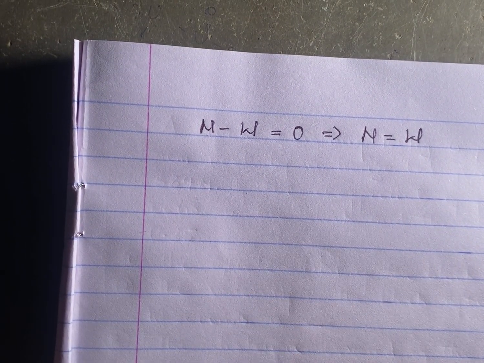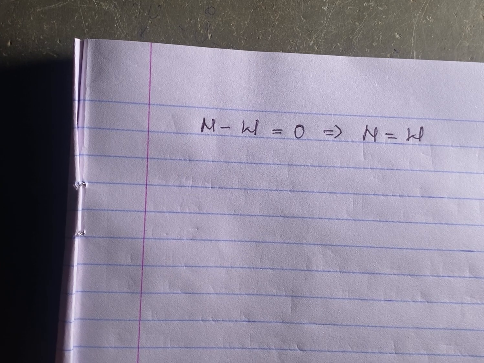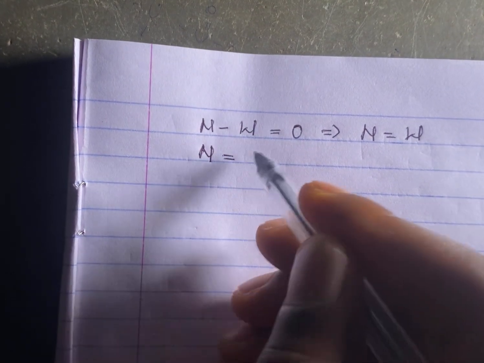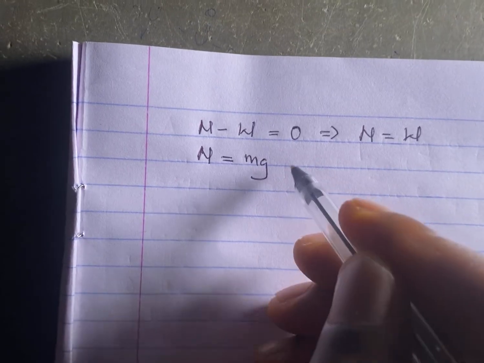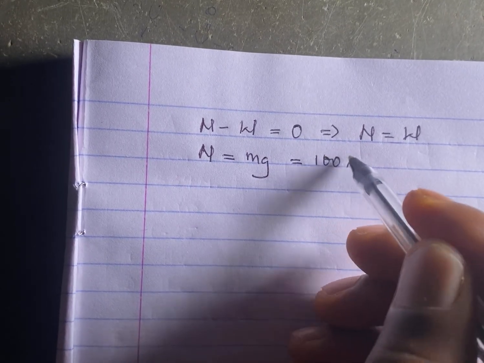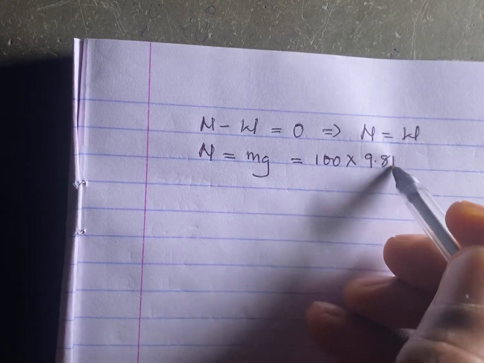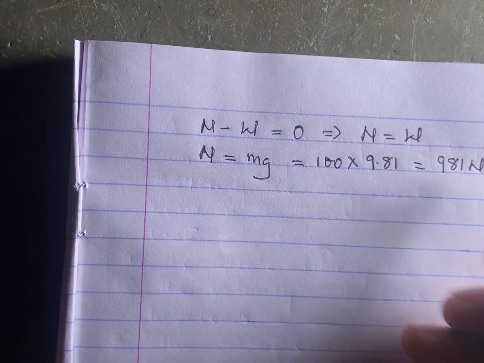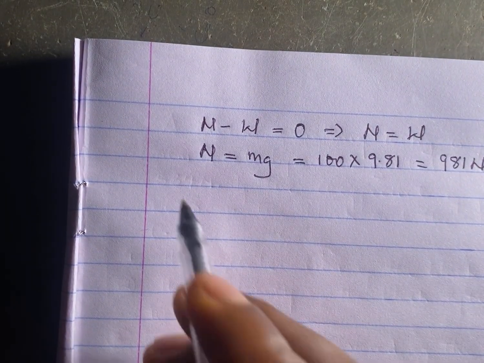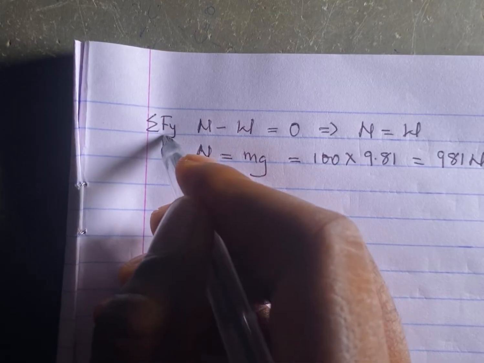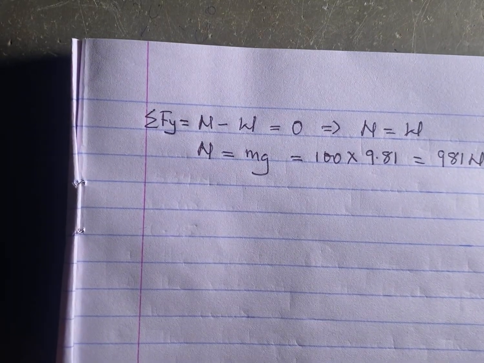Remember, weight is mass times acceleration due to gravity. So we are going to be having N equals mg. So this is equal to the mass of the body, which is 100, times 9.81. This gives you 981 Newton. All right. Remember, this is for summation of forces in the y direction.